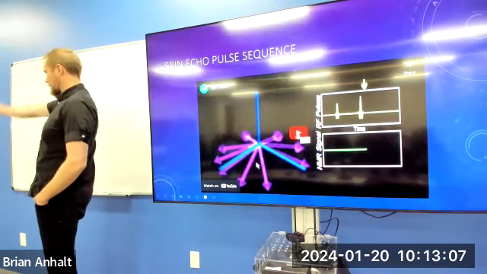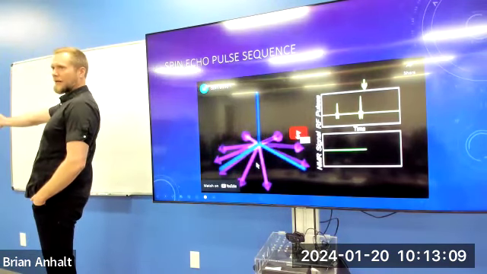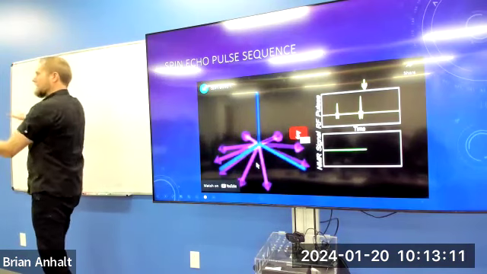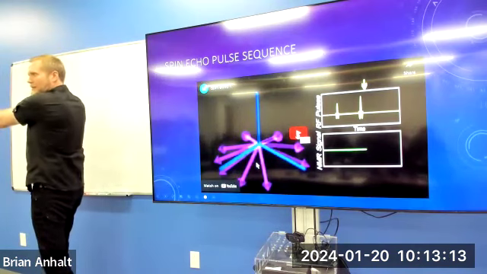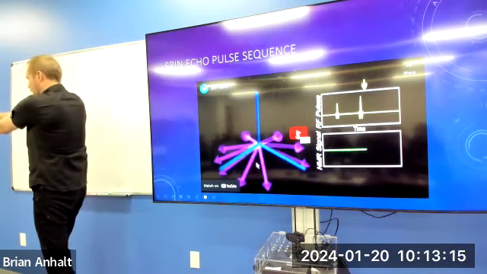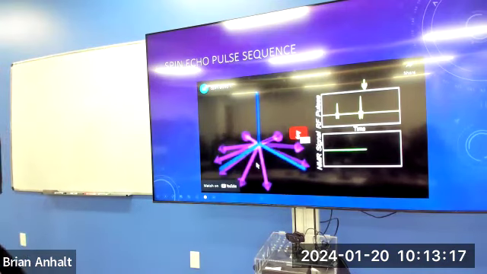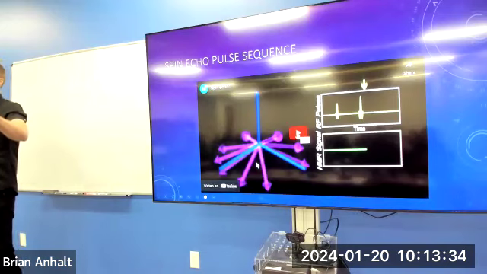90-degree RF excitation pulse. We have transverse magnetization right here. It quickly dephases. Remember, that's the loss of the transverse magnetization. It quickly dephases because of inherent inhomogeneities and magnetic susceptibility. Go back to last week. What is inhomogeneity again? It's an uneven magnetic field, right? Measured in parts per million, but it's never perfect. We never have a perfectly even magnetic field strength, right?